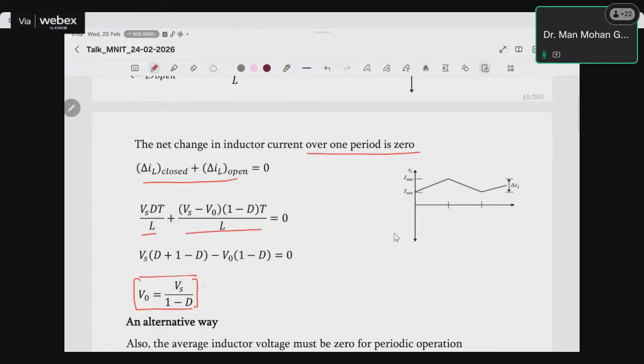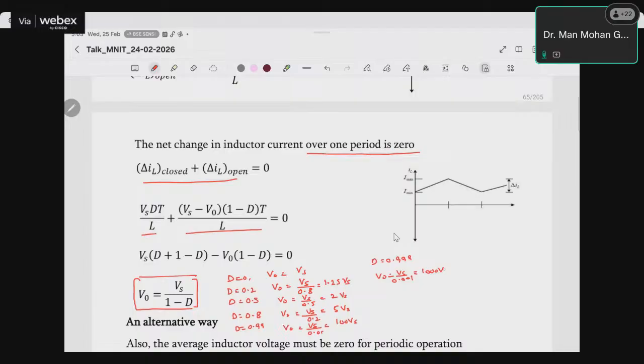Obviously, if I put D equal to 0, then V output is equal to Vs. If D equal to 0.2, then V output equals Vs upon 0.8, which is 1.25 Vs. If D equal to 0.5, then output voltage is Vs upon 0.5, that is 2 times Vs. If 0.8, then Vs upon 0.2, 5 times. With duty cycle 0.99, V output will be Vs upon 0.01, that is 100 times Vs. With duty cycle 0.999, output voltage becomes Vs upon 0.001, that is 1000 times Vs.